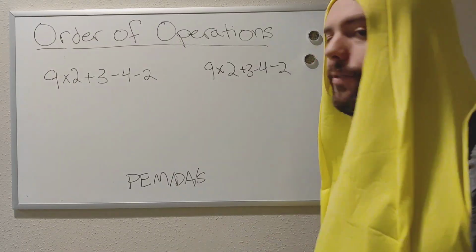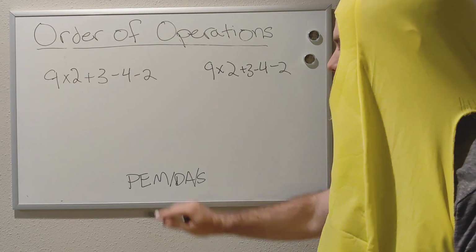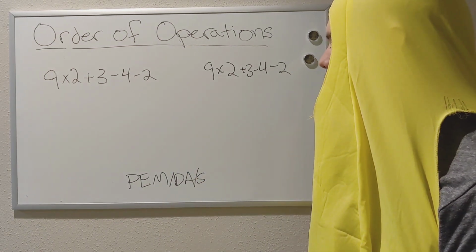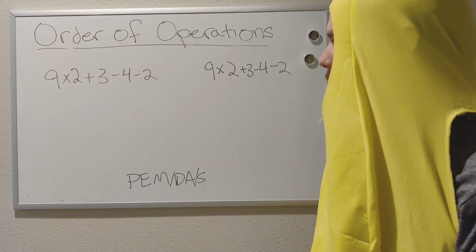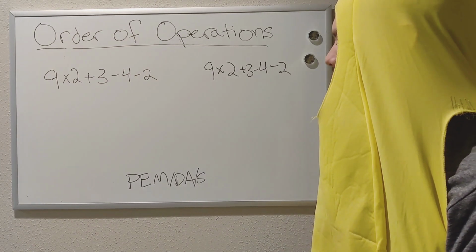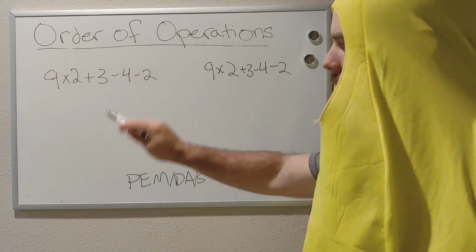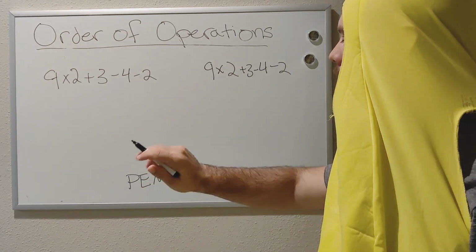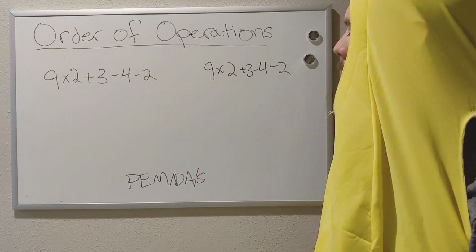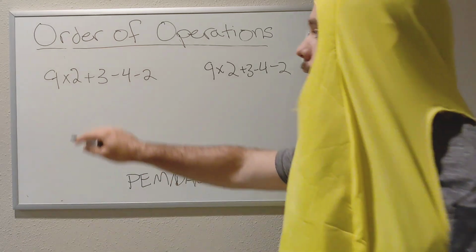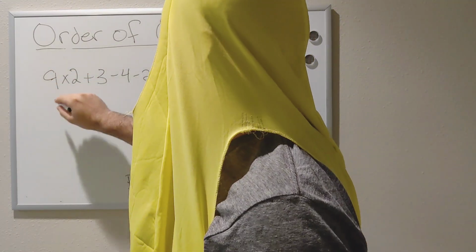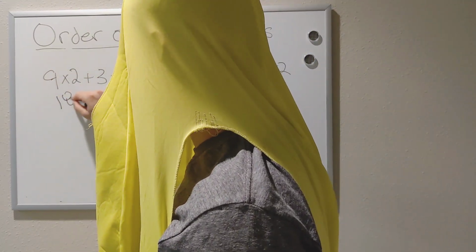Alright, we're ready to tackle our first example here. We're just going to use our acronym PEMDAS to help us determine what order we need to do these operations in. So we're going to run through it. I don't see any parentheticals. I don't see any exponents. I do see multiplication, so we're going to start there. We're going to start by doing 9 times 2. 9 times 2 is, of course, 18.